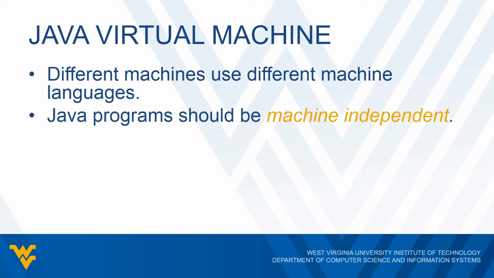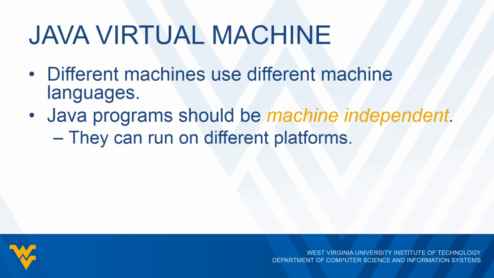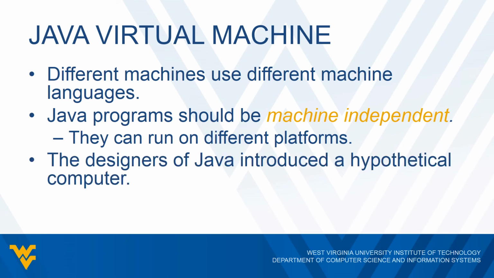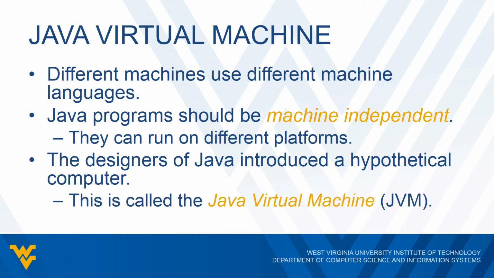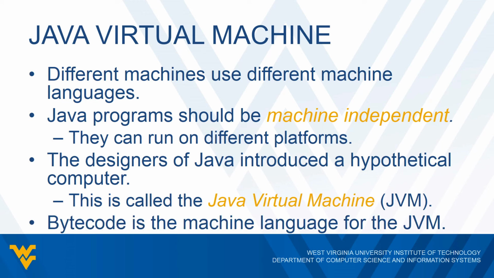What we would like to have Java programs do is be machine independent. So if I write my Java program, I can simply have it run on any machine I want. I shouldn't have to have a separate compiler for every single machine to make my Java program work there. We want it to run on different platforms, so we want it to be a more universal language. What the designers of Java have done is create what's called a hypothetical computer, called the Java virtual machine. The idea with this virtual machine is that our bytecode serves as the machine language for the Java virtual machine, or the JVM.